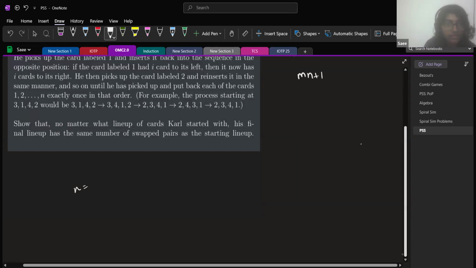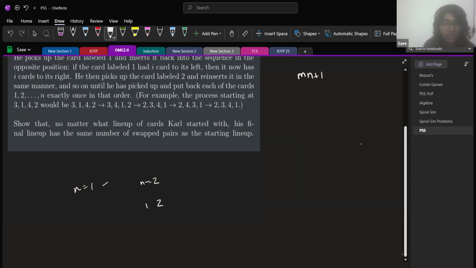N equal to 1 is easy. N equal to 2 also. For 1, 2, you swap 1, swap 2, and you end up with 1, 2. For 2, 1 also, you end up with 2, 1. So it's the same thing. Sure. What happens for 3? Has anybody worked this out?